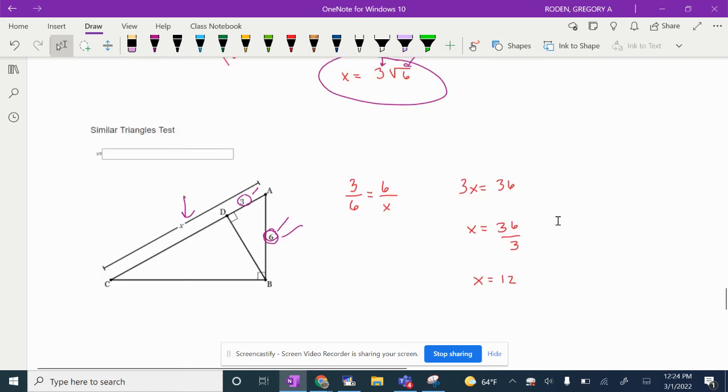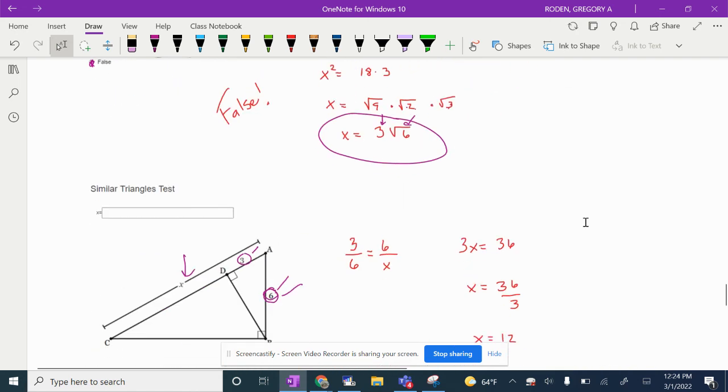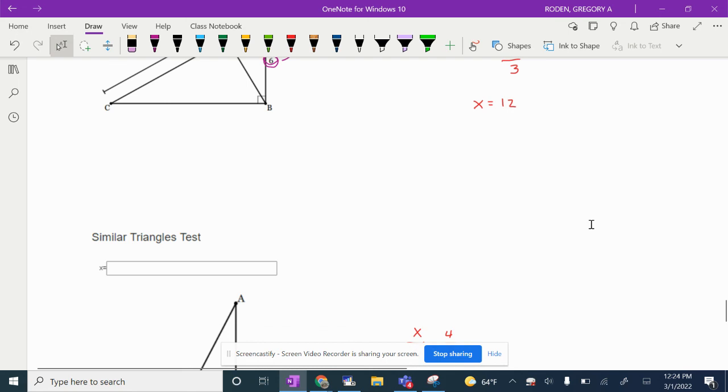And that looks like it's it, guys. I think I did all the problems there. Hopefully this helped you get some points back on your test.